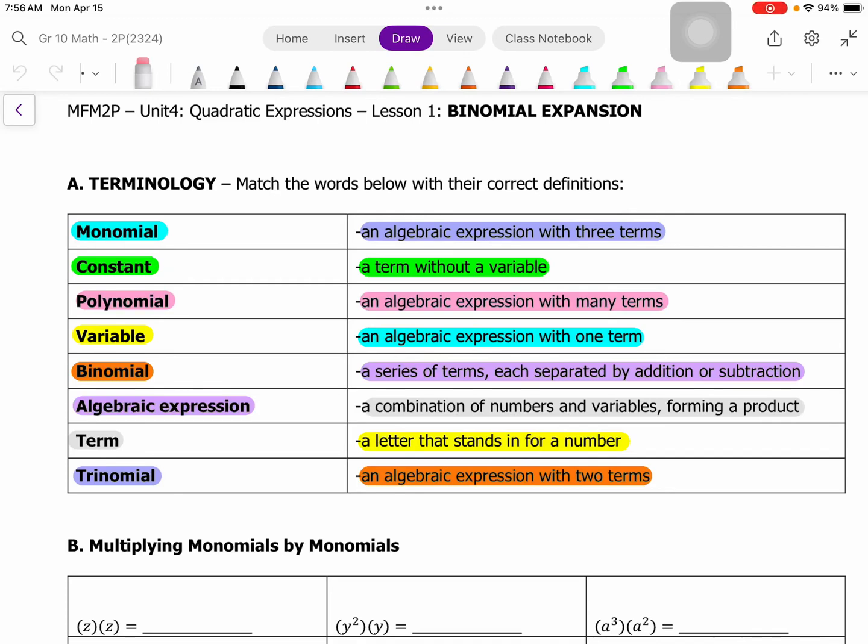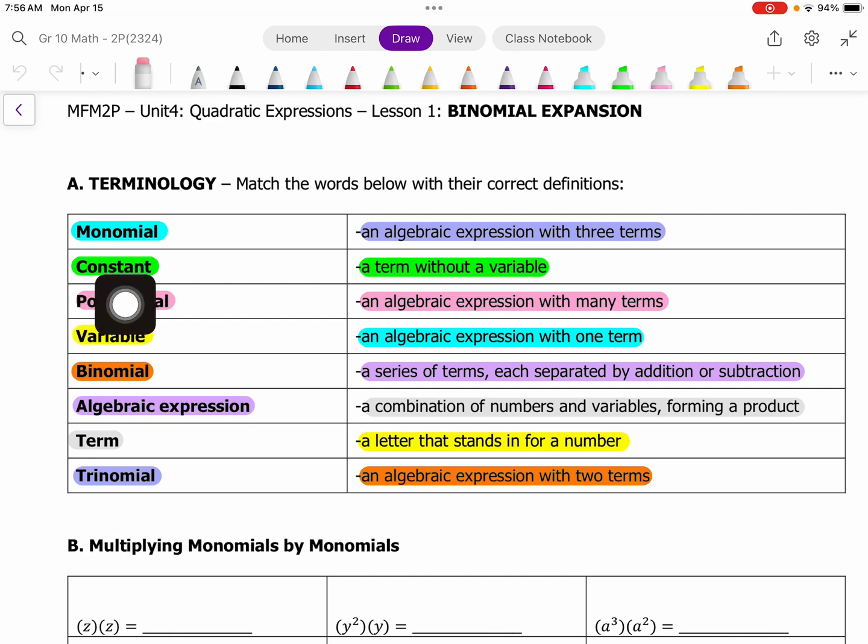In this lesson, we're going to introduce our new unit, which is quadratic expressions, and we're going to learn how to multiply binomials. So before we do that, let's look at a few new words and what they mean. So we have a list of terms here that are going to be used. Some of them we have already used before.